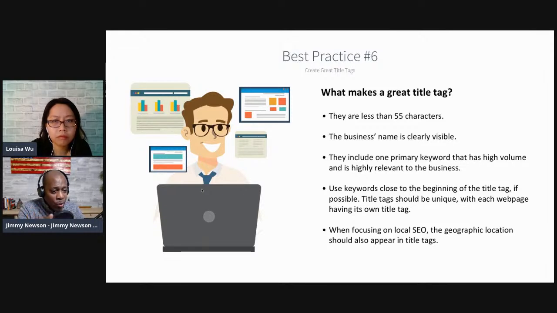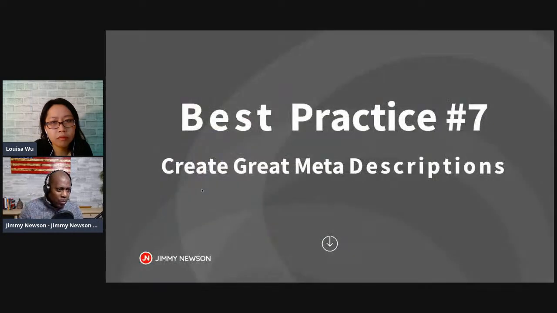And when focusing on local SEO, you can add the geographical location also in the title tag, if you can make sure that it fits into that 55 characters. Now, can you break that 55 character mark? Yes, you can. There's no hard reason that you can't, but if you can keep it under 55, that's always a good idea. But understand that you have a lot of pages to play with, so you can break the rules every now and then. It doesn't have to always be that way.